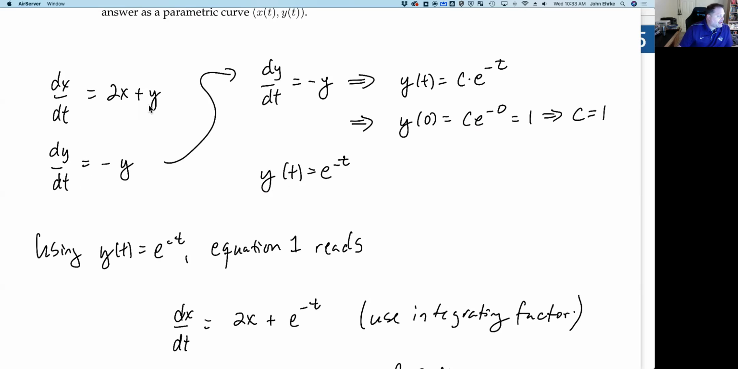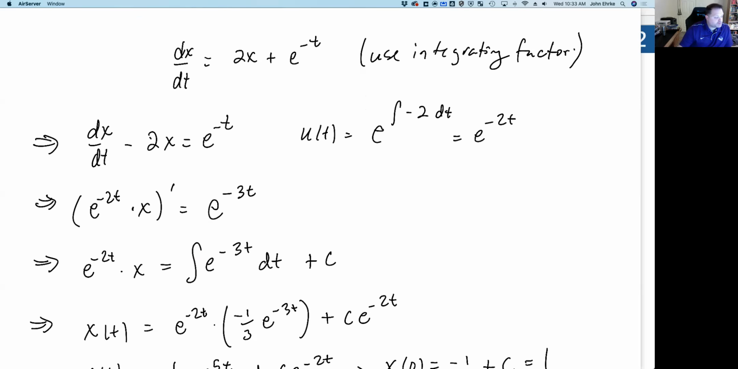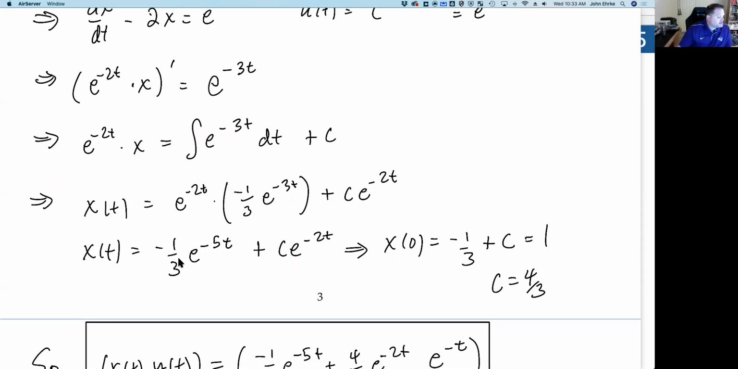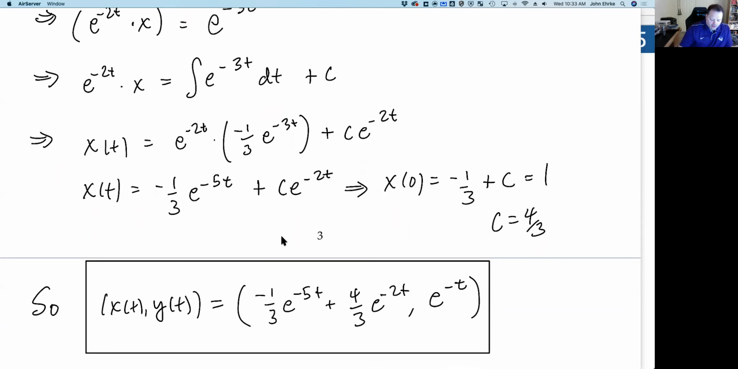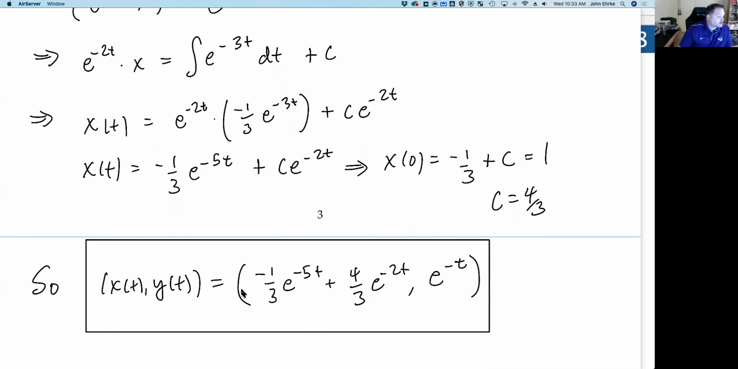If I then plug Y in right here, I get dx/dt equals 2x plus e^(-t). So this is a linear differential equation, which means you should have used an integrating factor to do this. So subtract the 2x over, set it up in standard form, and then apply the integrating factor e^(-2t). And once you solve for x(t), you'll get this answer. You know that you're passing through x equal to 1 again. So x(0) equals 1 will allow you to solve for this constant c, which gives you your final answer. And I wrote the final answer as a parametric curve, right?